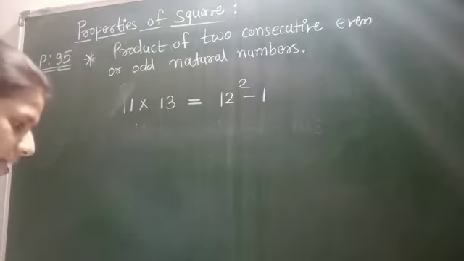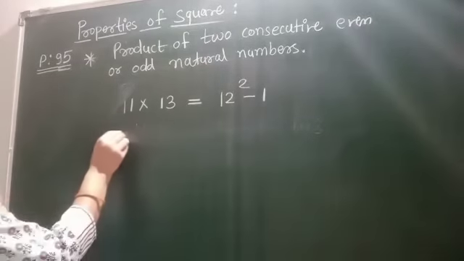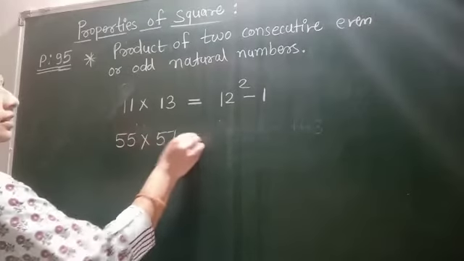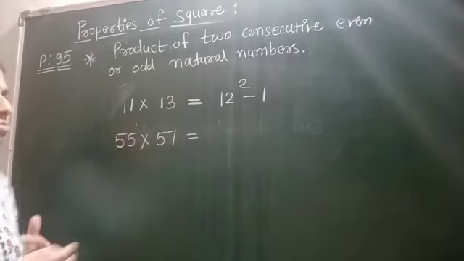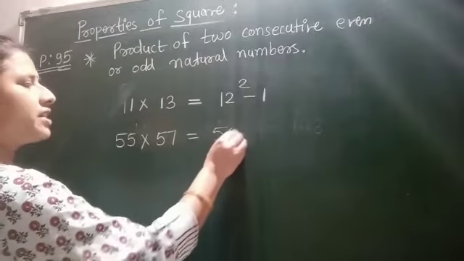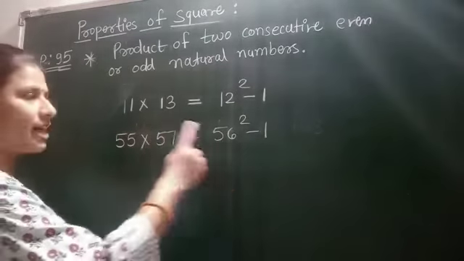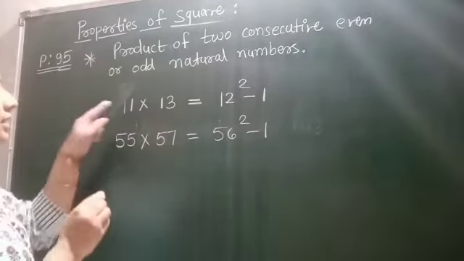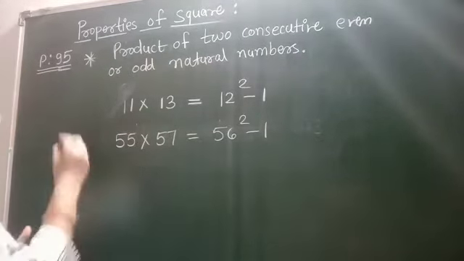Okay, let's take a larger number. Again I am taking odd numbers. 55 into 57. And between 55 and 57, which even number will come? Yes, 56 square minus 1. And when you multiply and simplify this, you will get the same answer. And this works for even numbers also.